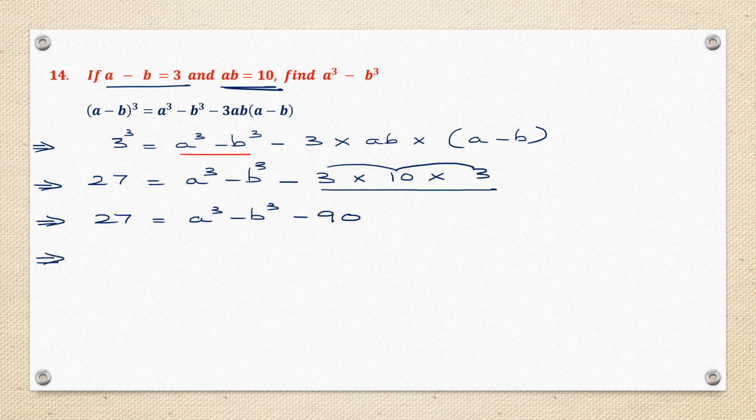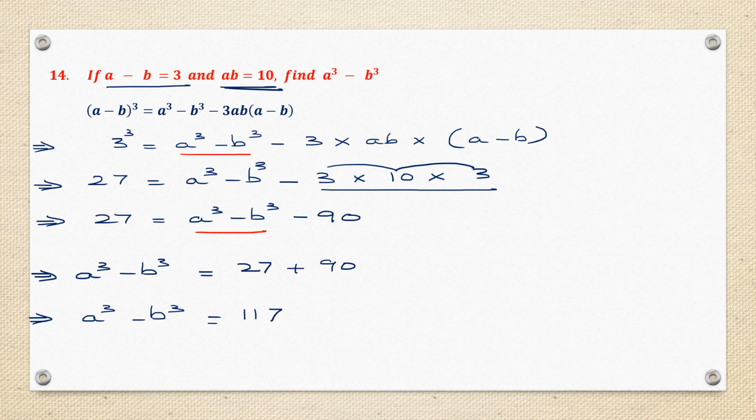So now we need to find out only a cube minus b cube. So I'm going to bring it to the left hand side. So let's write it here. A cube minus b cube is equal to, on the other side of the equal to sign we have 27. So let's write 27 there. 27, and we're going to move this minus 90 to the other side. It will become plus 90. So now we have found the value of a cube minus b cube, and that is 27 plus 90, which is 117. So we have got our answer 117.